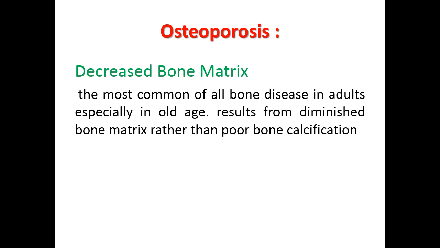In osteoporosis, there is a decrease in bone matrix. It is the most common of all bone diseases in adults, especially in old age. It results from diminished bone matrix rather than poor bone calcification. In this condition, the patient may have normal vitamin D and normal calcium level, but because they are of old age, there will be changes in the bone matrix. There will be a decrease in the bone matrix, which is called osteoporosis.